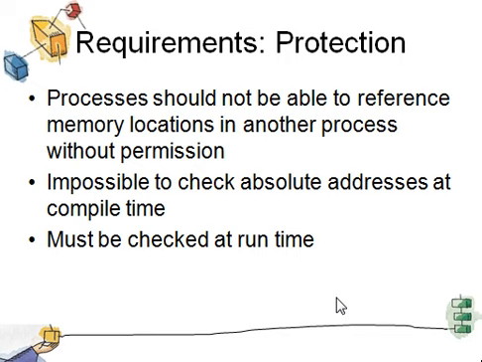The next point in requirements is protection. Processes should not be able to reference memory locations in another process without permission. If processes were able to reference memory locations in other processes without permission, how about protection? It is impossible to check absolute addresses at compile time, so these can be checked at runtime.